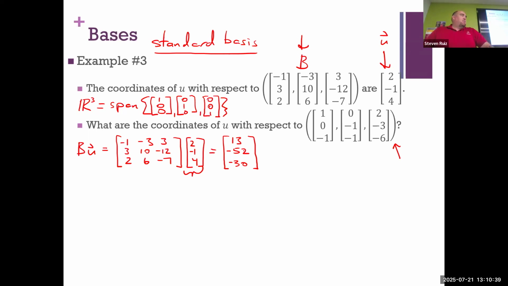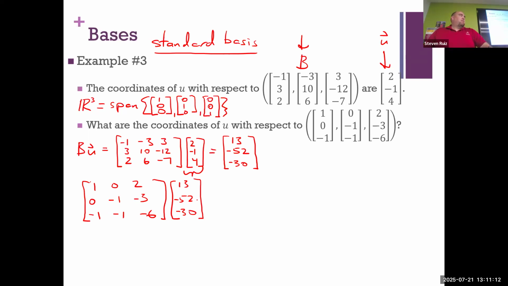Are we done answering the question? What do we got to do now? Okay, so if I take this other 3 by 3 matrix, 1, 0, 2, 0, -1, -3, -1, -1, -6, and you want to multiply that by these coordinates in the standard basis, how do we feel about that? One would be like the result we get instead of the -13.